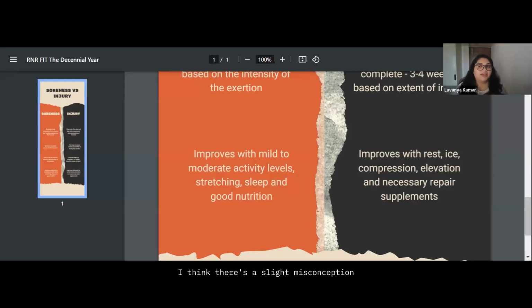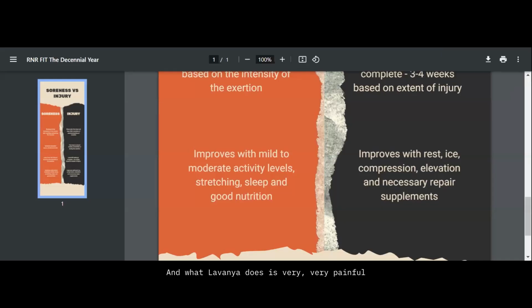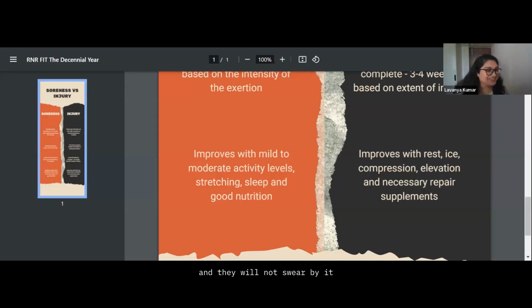Is it okay to get a massage for a 10-year-old? See, I think there's a slight misconception. A regular massage, anybody can take. It's actually very good for you, right? You can go ahead and take it. But a deep tissue massage or a deep tissue release, or what we do in terms of the kinetic chain releases, are very painful. What Lavanya does is very, very painful. My children have gone through it and they swear by it.